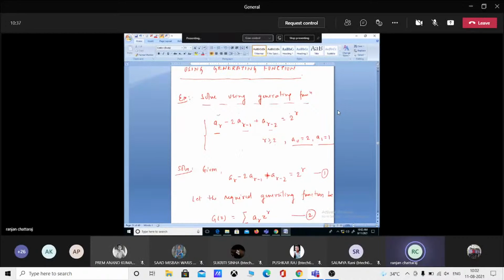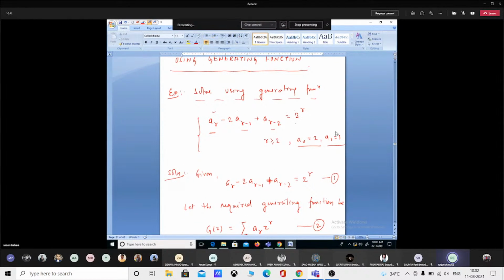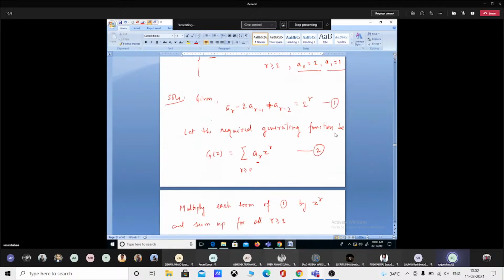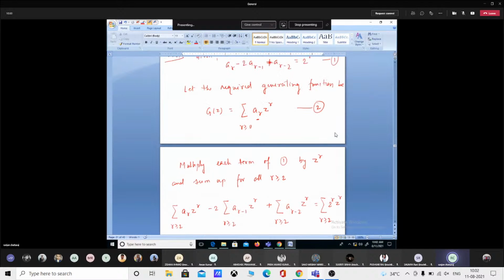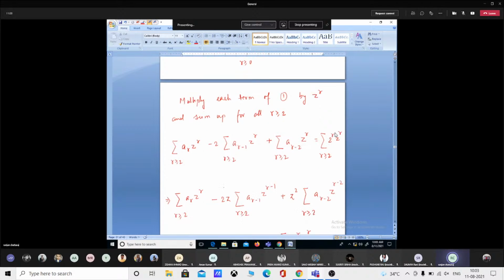We multiply this recurrence relation by z to the power r, so that the first term becomes the generating function G(z), and gradually we will solve accordingly. This is your generating function, so the first term is a_r; multiply this by z to the power r, and then take the summations.